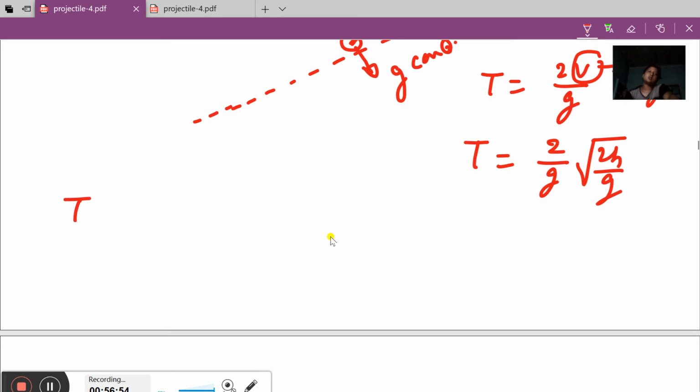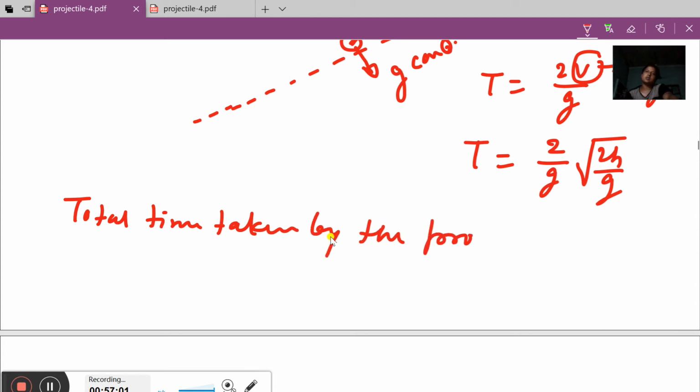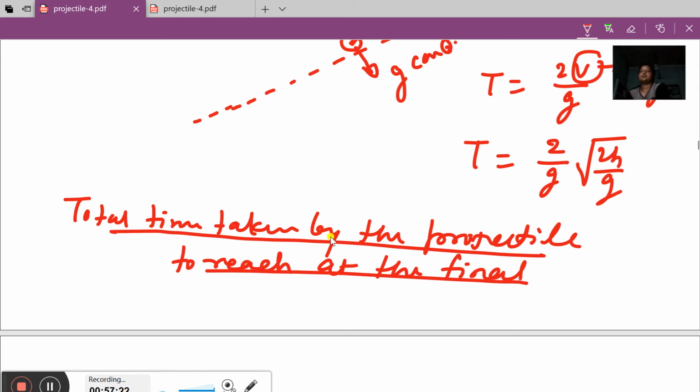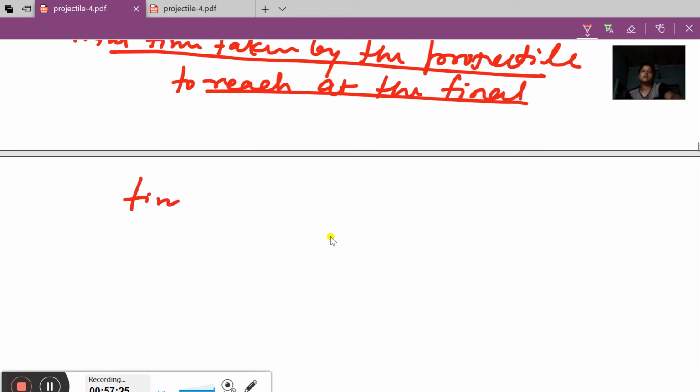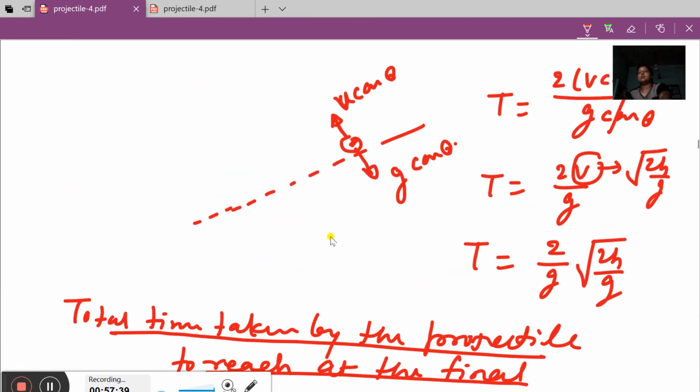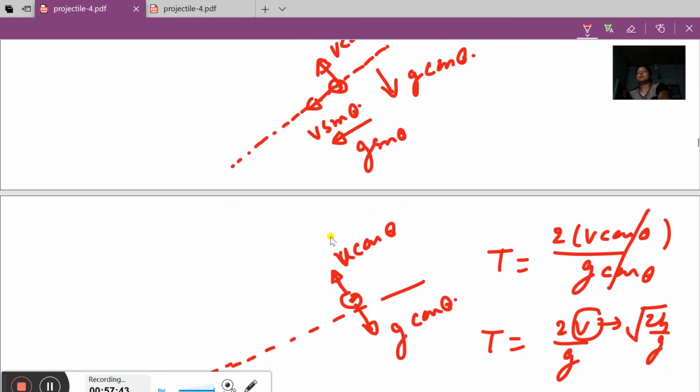Total time taken by the projectile to reach the final point: total time is under root 2h over g plus 2 by g under root 2h over g.